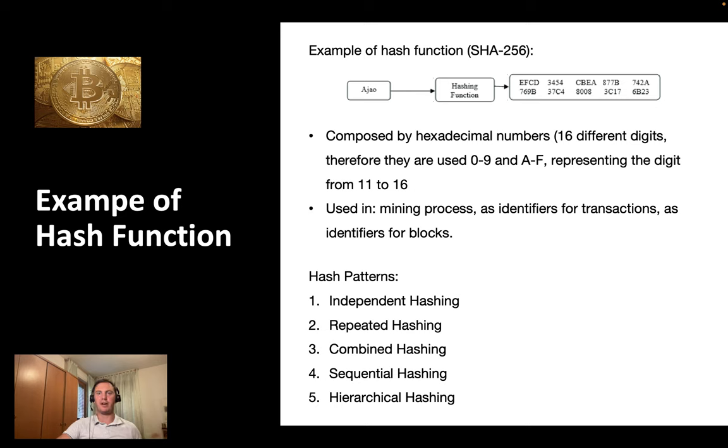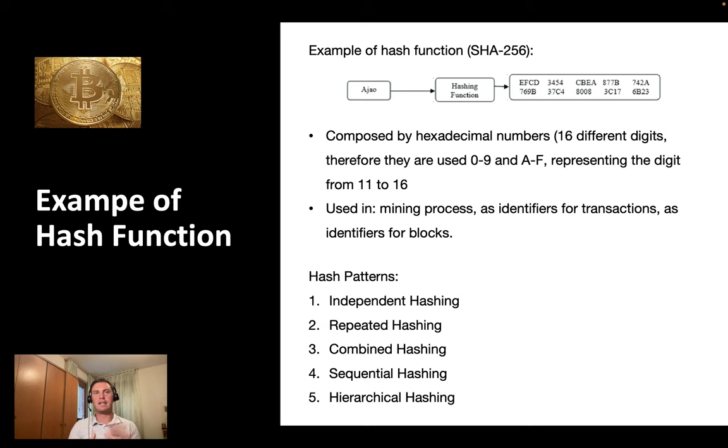Therefore, they use digits between 0 and 9 and letters between A and F to represent the digits from 11 to 16. These functions are used in the mining process as identifiers for transactions and as identifiers for blocks. You can see here an example of a hashing function output. The code is long, and the number of digits for every hash function is always the same, regardless of how many letters or digits are in the piece of information.